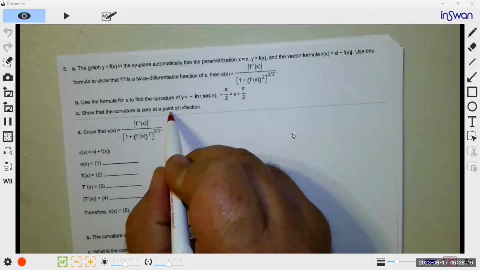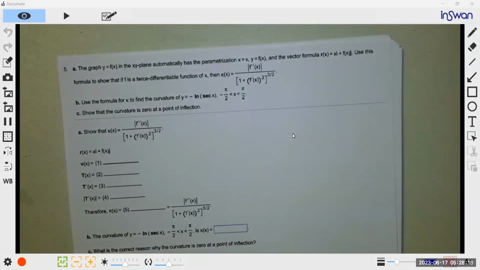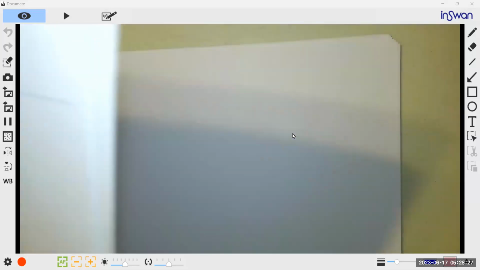Now, our point of inflection is where the second derivative is set equal to 0. Okay, this is, like I said, going to get long in this problem.